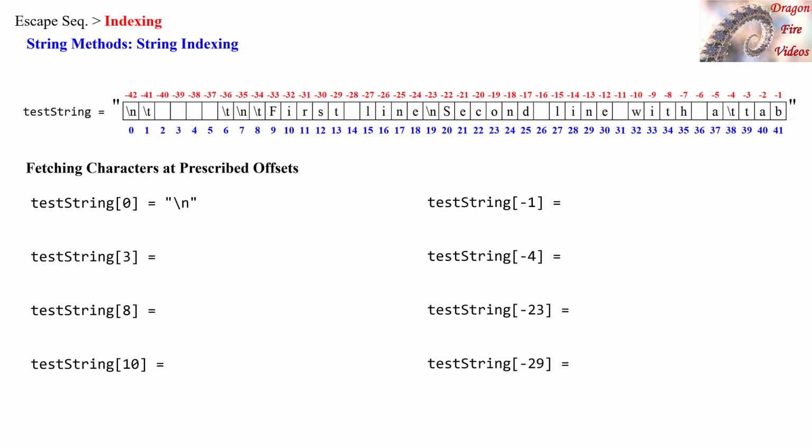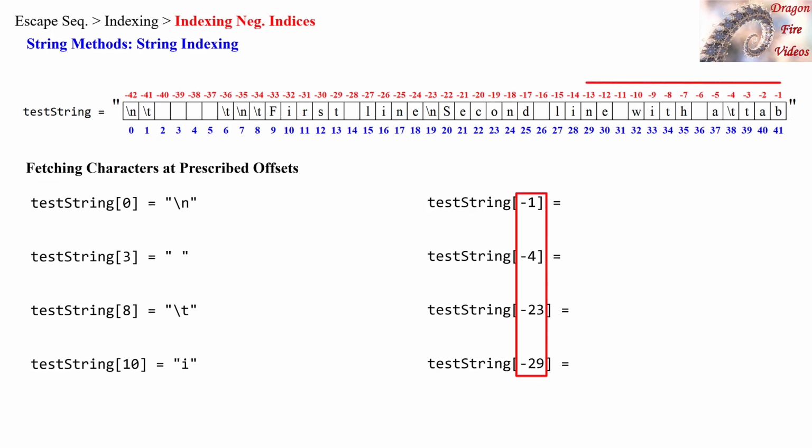We have test string at 0, which is the \n, test string at 3, which is a single space. Test string at position 8 is the tab character \t. Test string at position 10, we can see from my mapping, is the letter I. With regard to negative indices, we can start looking at the rightmost end, counting right to left, starting with the index of -1. So what is test string at -1? Well, it's the last or rightmost character of the string. We can see that's B.